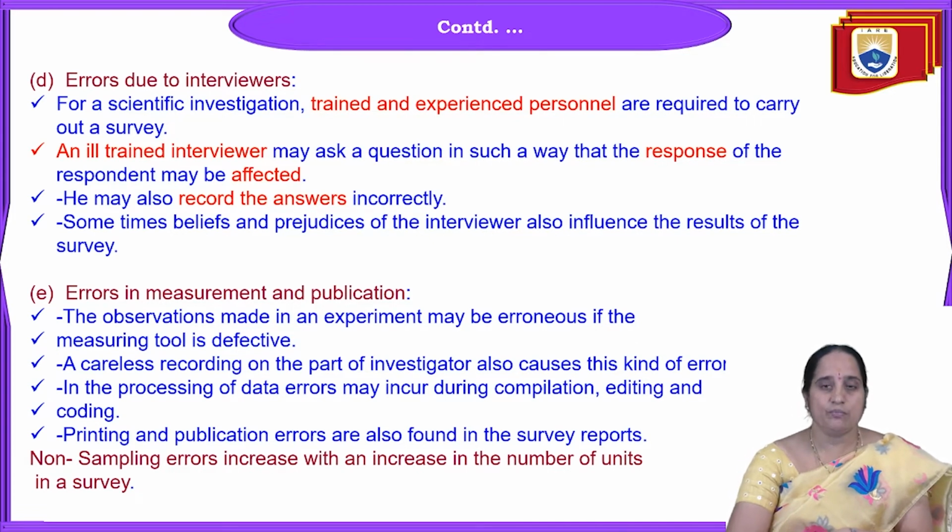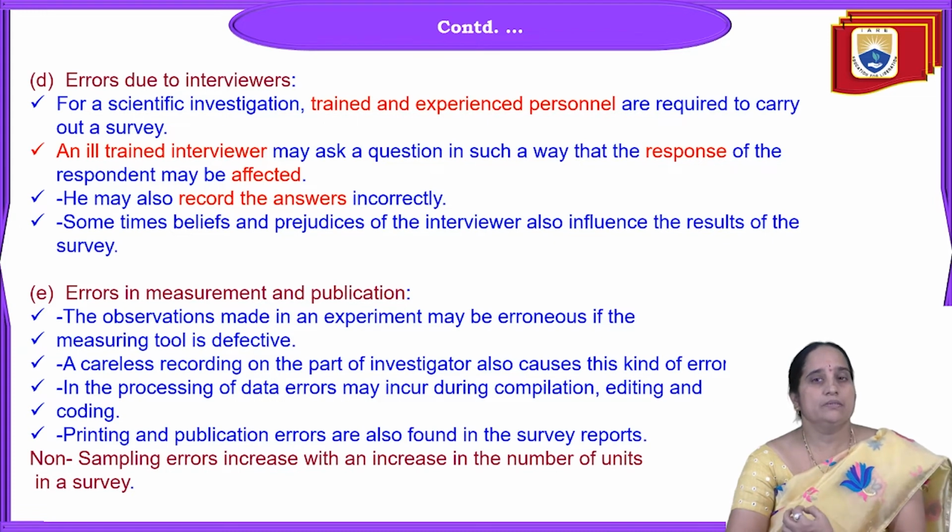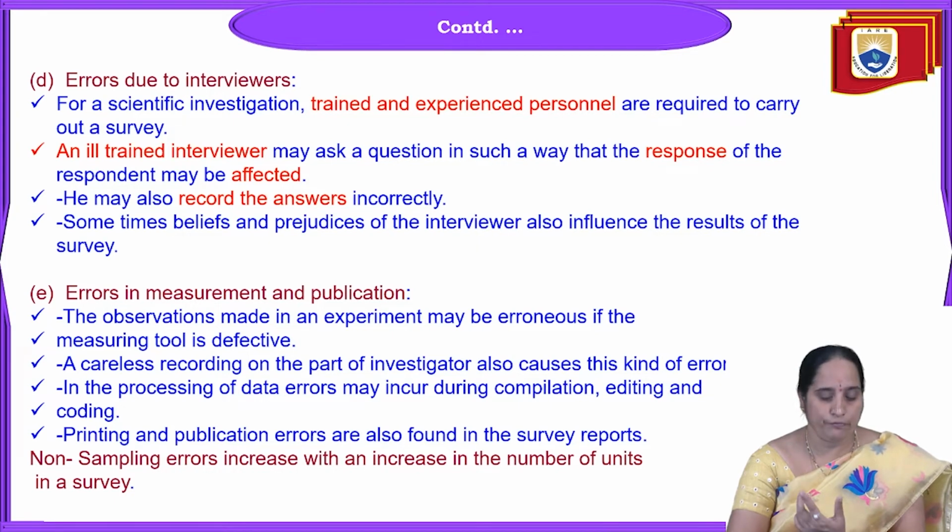The next one is errors in measurement and publication. The observations that are made in an experiment may be erroneous if the measuring tool is defective. You may have collected accurate information using appropriate data collection techniques and everything is fine, but if the measuring tool you use proves defective, then your entire research will prove wrong. Careless recording on the part of the investigator also causes errors in measurement and publication.